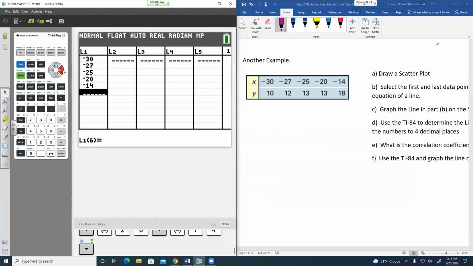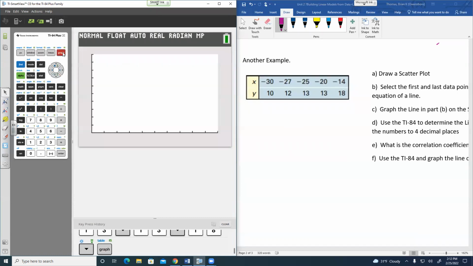Come down, slide over. My Y list, 10, come down, 12, come down, 13, come down, 13 again, come down, and 18, come down. And it looks like I got my data all there. I think the stat plot is already on, so I should be able to just go to graph at this point.